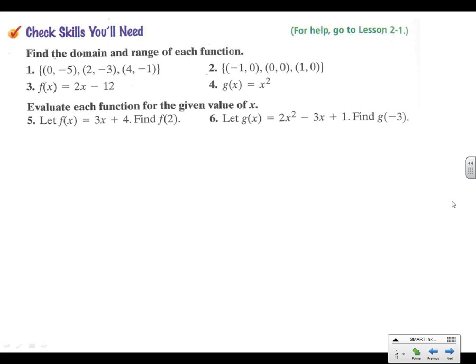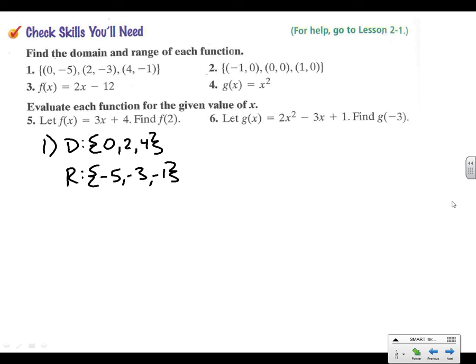So, real quick, I'll do 1 and 5. You'll be responsible for the rest. Number 1, the domain. If we remember, the domain is the x values. 0, 2, and 4 would be the domain for number 1. And the range are the y values. So -5, -3, and -1. And we do want to put these in order. So if they're out of order, rewrite it so it's in order and no repeats.